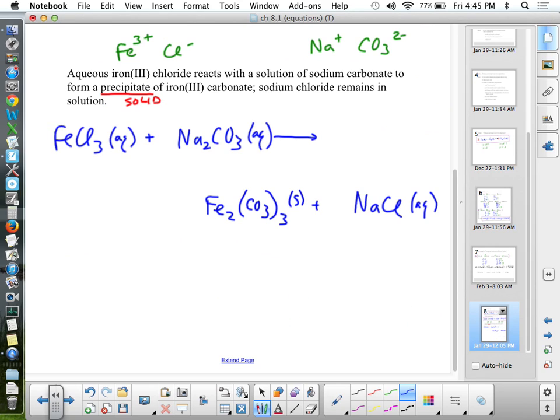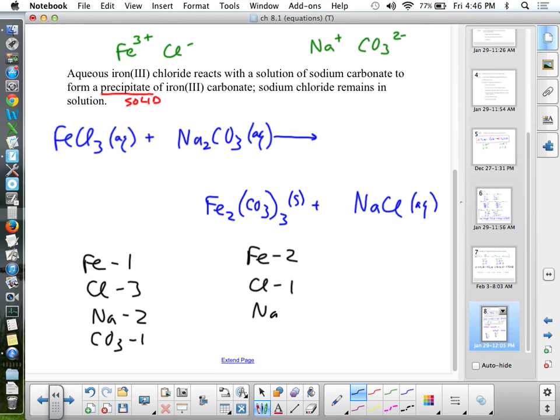This is a bit more complicated, so I'm going to do an atom inventory for this. I've got 1 iron, 3 chlorines, 2 sodiums, 1 carbonate. Notice that I'm balancing by polyatomic ion. On the product side, I've got 2 irons, I've got 1 chlorine, I've got 1 sodium, and I've got 3 carbonates. One of the hints I gave you early on was try to balance the components of the more complicated formula first. When I look at this, it's the iron 3 carbonate that I find the scariest, so I'm going to try to balance what's in that first.